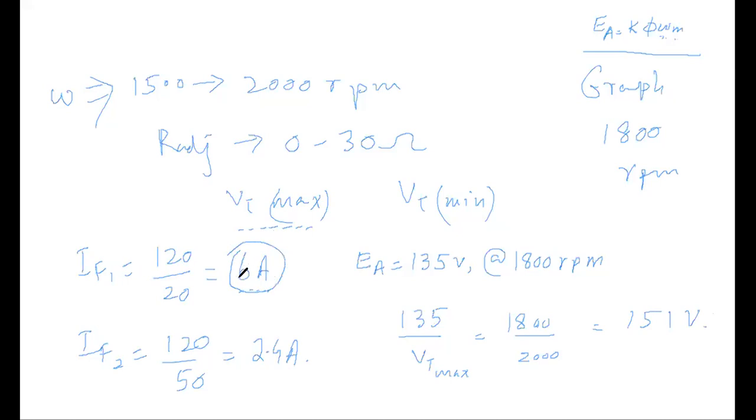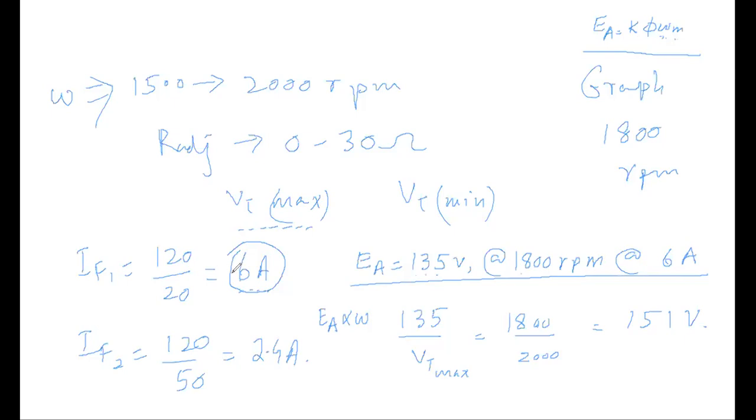I already know that at 6 amperes IF my EA was... because from the first part I already know that at 6 ampere IF and at 1800 RPM my EA is equal to 135 volt. So in this proportionality the field part is becoming constant, so it is just EA is proportional to omega. Okay, can you see this?